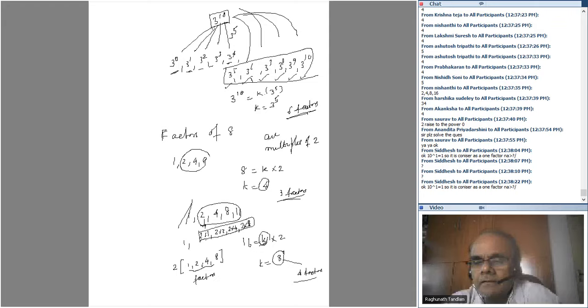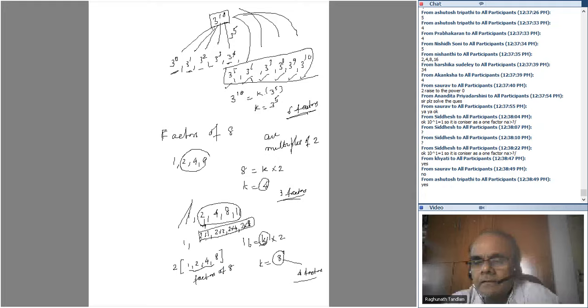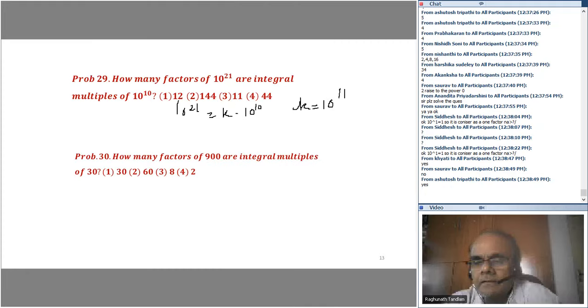Are they factors of 8? Right, that's the reason. Going back, I can write 10 power 21 as 10 power 10 times k. Now, is 10 a prime number or not a prime number?